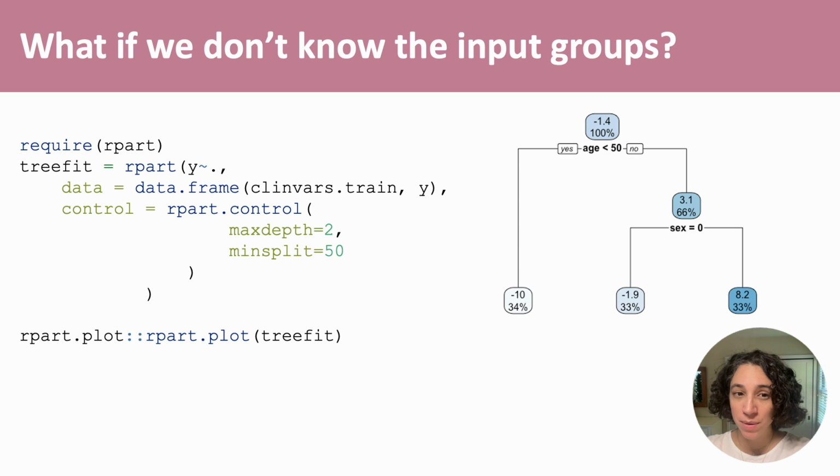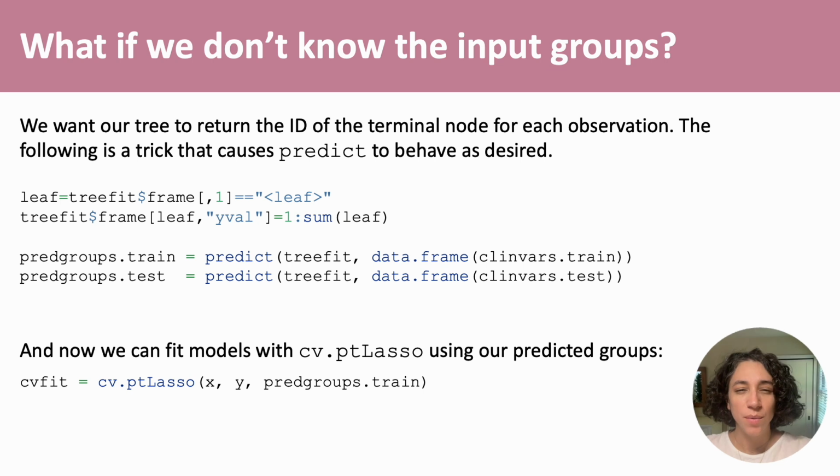There's one group for people under 50, and the people over 50 are split into two groups by sex. We want to use our cart tree to predict which group each observation belongs to, instead of giving us a prediction for the response Y. Here's a little bit of code that modifies the cart predict function to do just that.